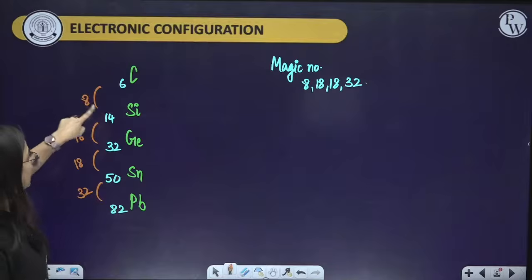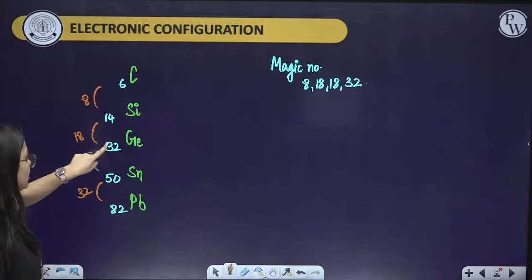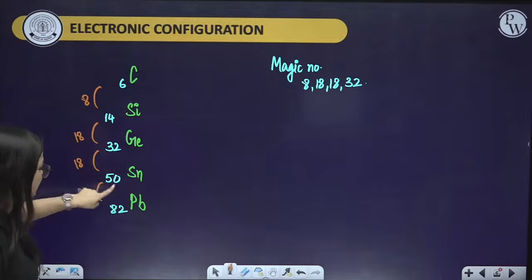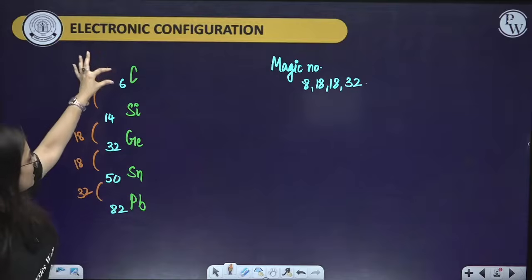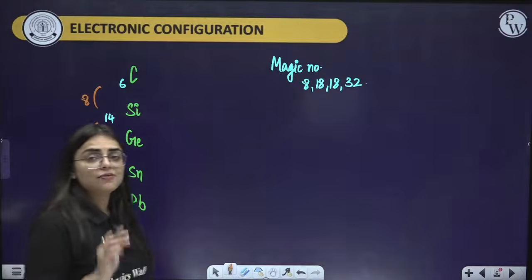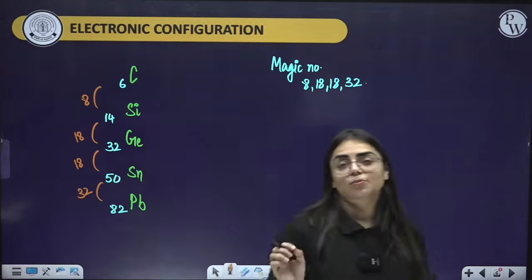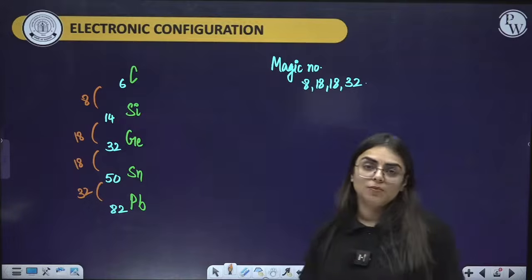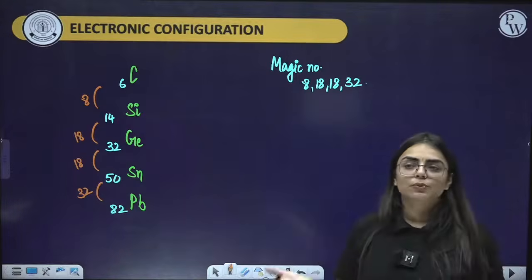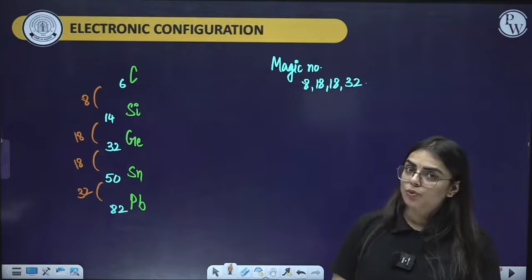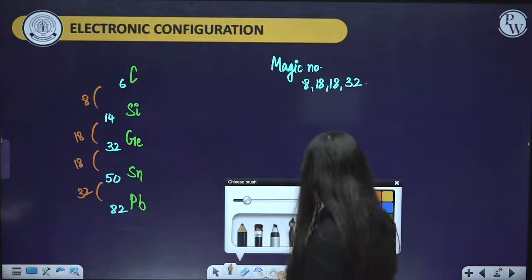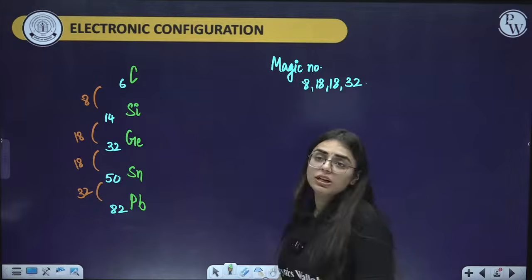See, 6 plus 8 is 14, 14 plus 18 is 32, 32 plus 18 is 50, 50 plus 32 is 82. So basically these are the atomic numbers that we have determined just with the help of the initial element's atomic number. So if you remember that, everything will be more and more easily clear to you all. Right, everyone? Okay, ma'am. Now let's talk about the general electronic configuration.